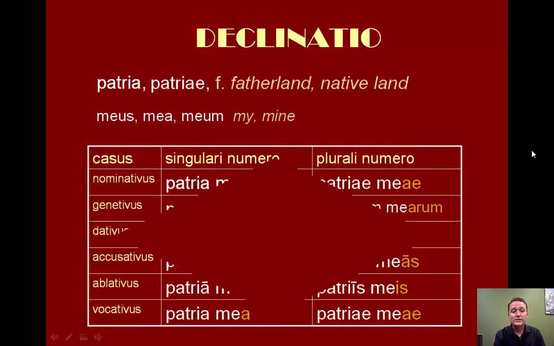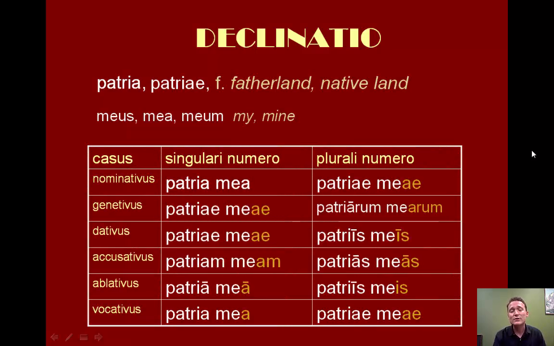Alright, welcome back. So let's go ahead and check our work. Read it with me. And if there's a place where you see you need to correct it, pause the video, write your correction, and resume. So let's go ahead and read through it with me together. Patria mea, patriae meae, patriae meae, patriam meam, patria mea, patria mea, plural. Patriae meae, patriarum mearum, patriis meis, patrias meas, patriis meis, patriae meae.